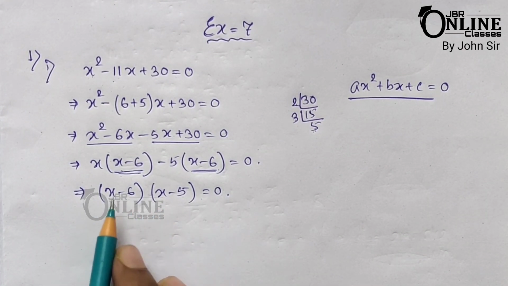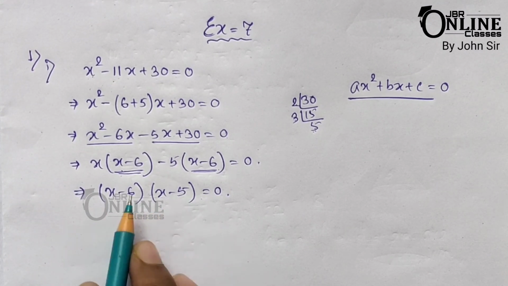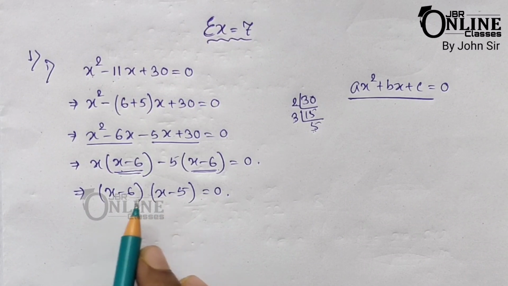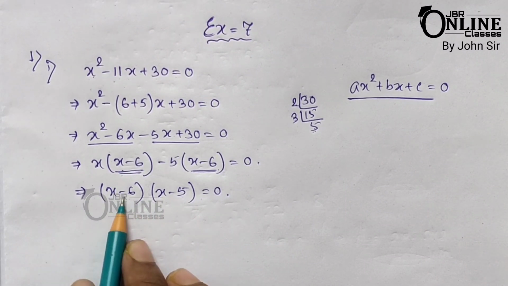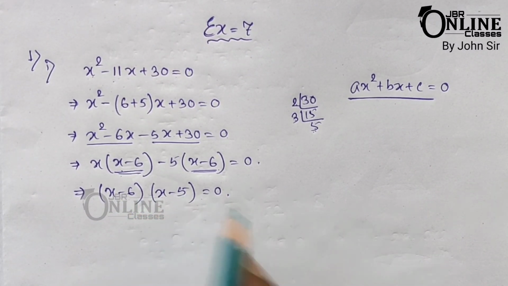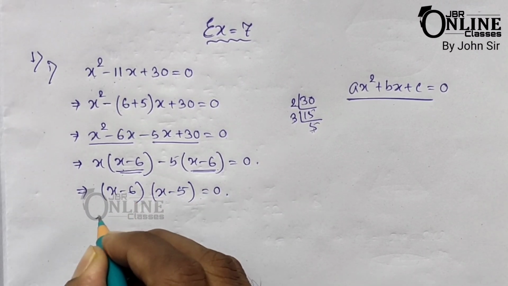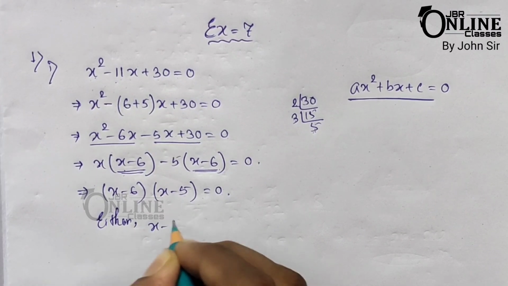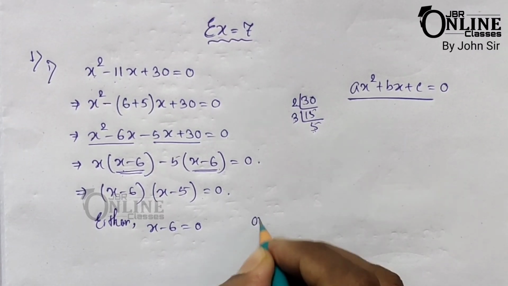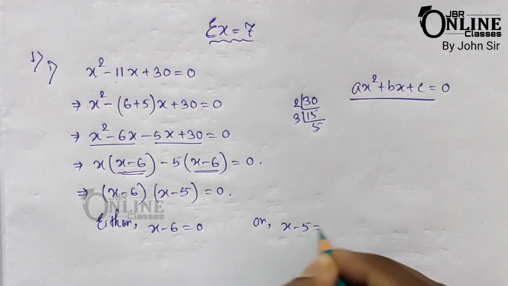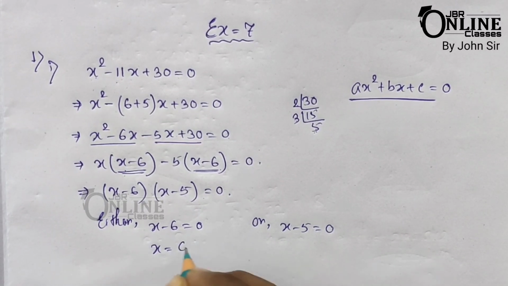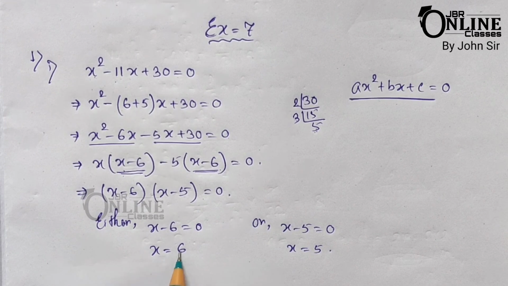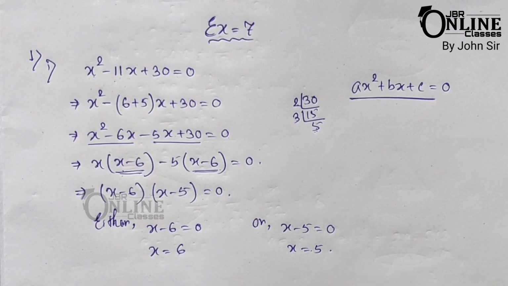Now if the multiplication of two numbers is 0, then either this one is equal to 0 or this one is equal to 0. So write down either x minus 6 equal to 0 or x minus 5 equal to 0. From that, x equal to 6 and from that, x equal to 5. So here the answer is 6 and 5.